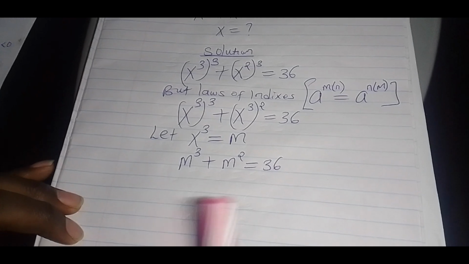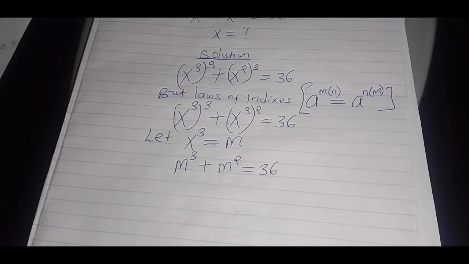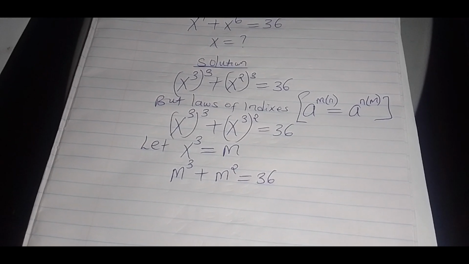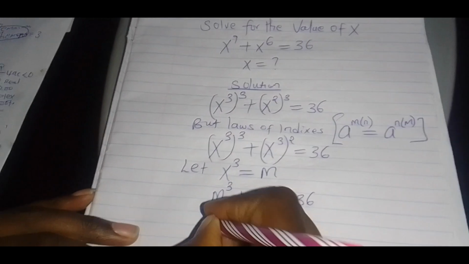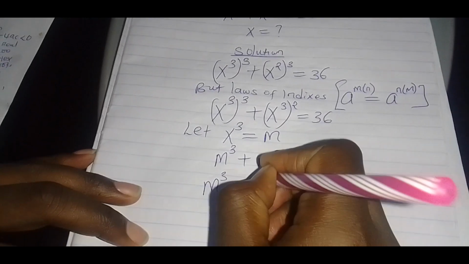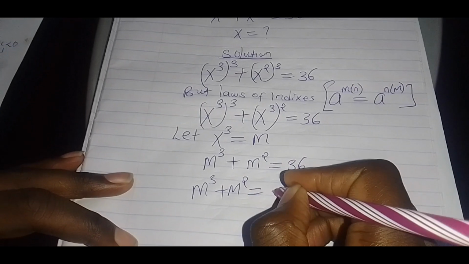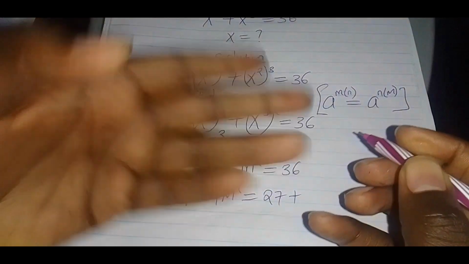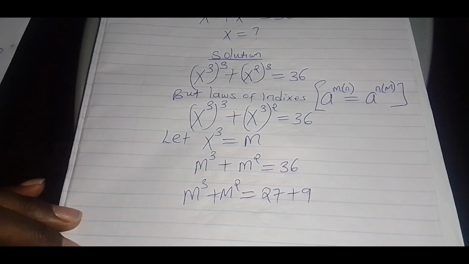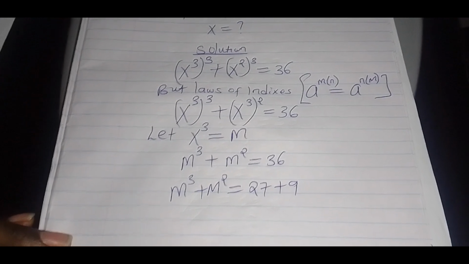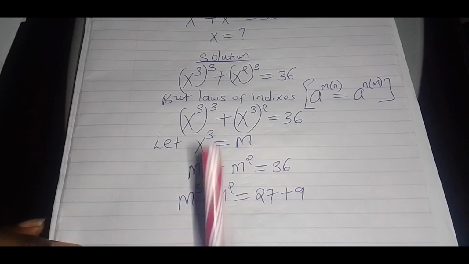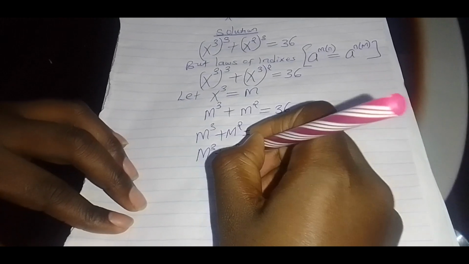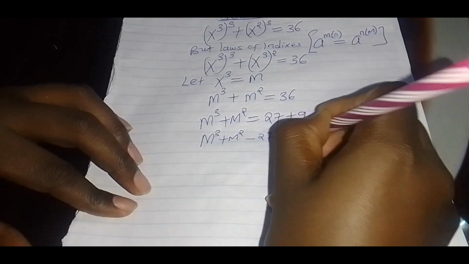Now if you check this 36, you want to express 36 in a way that will have shared powers of 3 and 2. In this way, we'll have m cubed plus m squared equal to 36, and you can express 36 as 27 plus 9. If you say 27 plus 9, this one is going to give you 36. Then we take 27 and 9 and proceed as follows. You'll have m cubed plus m squared minus 27 minus 9. This is equal to 0.